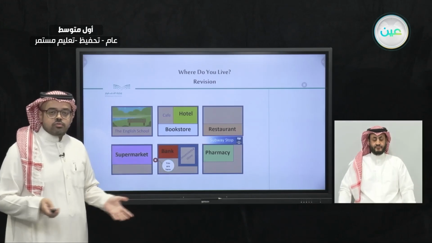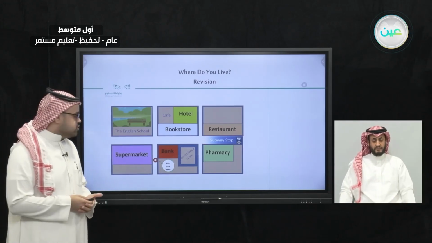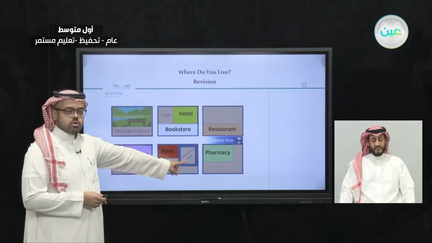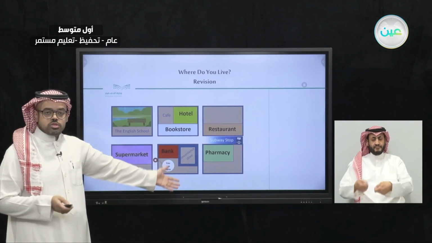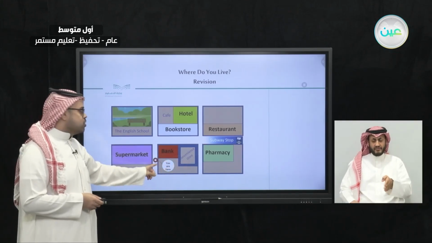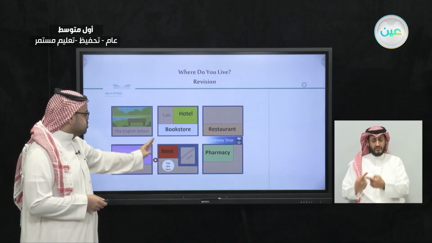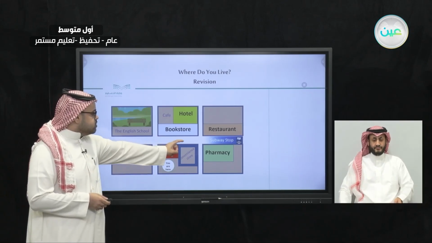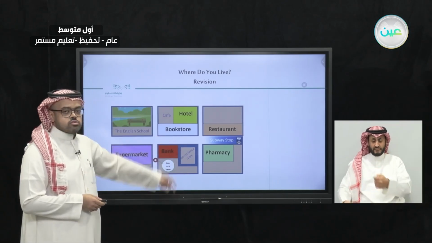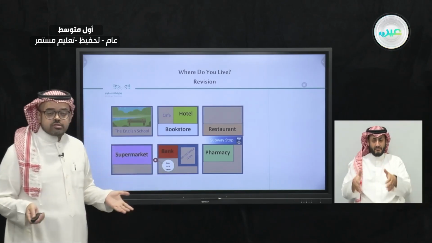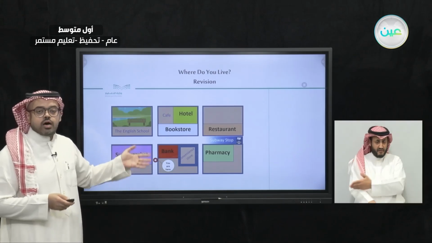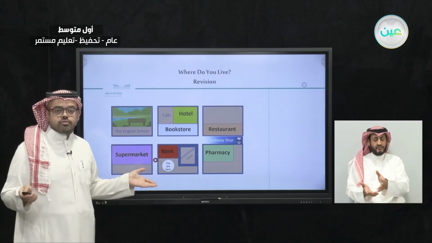And finally, the last listening we listened to was the convenience store. We said if you want to reach the convenience store, you can go straight from here, turn right at the corner, and you will see the convenience store next to the bank. So last time, we learned how to give direction to different places.